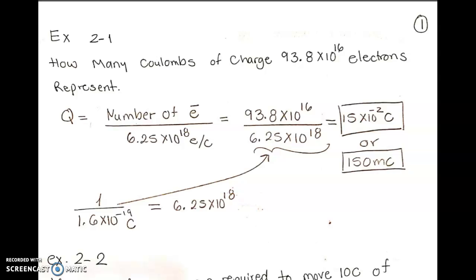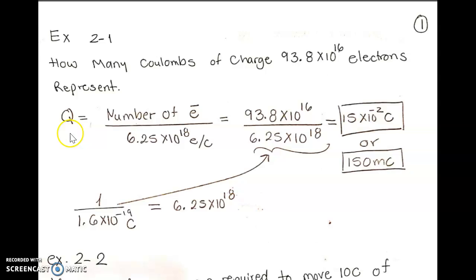We're going to go over some examples to conclude our chapter 2. One of the discussions was to relate electrons to charge. So right here we are going to go over example 2.1, and the question is how many coulombs of charge do 93.8 times 10 to the 16 electrons represent?